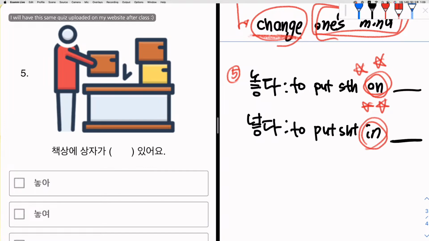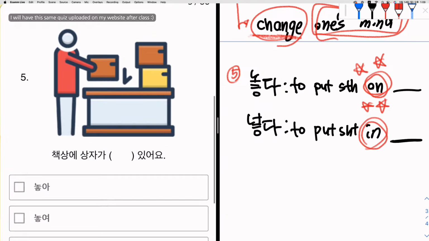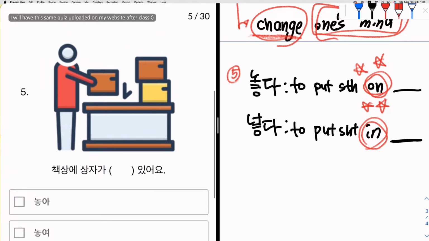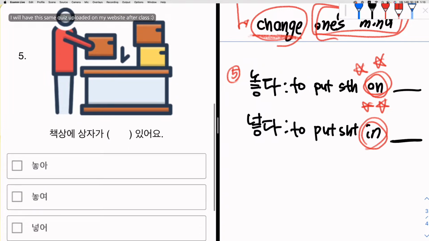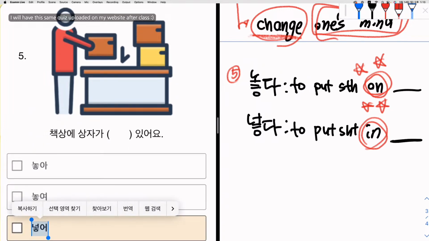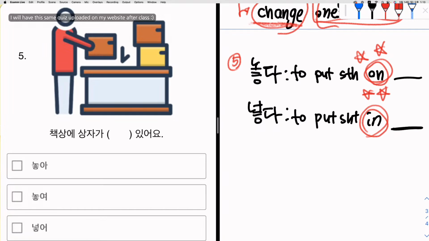So here, 책상에 on the desk. 상자, we learned that it means box, right? 상자가, and as you can see in the picture, the boxes are on the table, right? It's not in the table, they're on the table. So you can exclude this choice, 넣어, you can exclude it. So it's either one of 놓아 or 놓여. So which one do you think is the answer? 놓아 or 놓여?